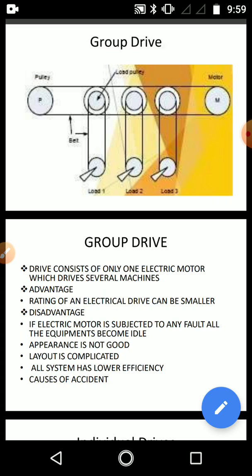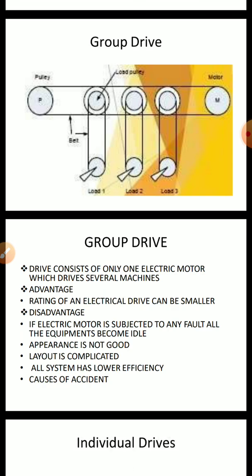The layout is complicated. The whole system has lower efficiency and the chance of accidents is more. So in case of the group drive, basically a single motor is driving two or three loads with the help of the pulley. If that motor malfunctions, the loads which are dependent on the motor will sit in the idle condition. And this arrangement on the shaft floor will be more complicated.